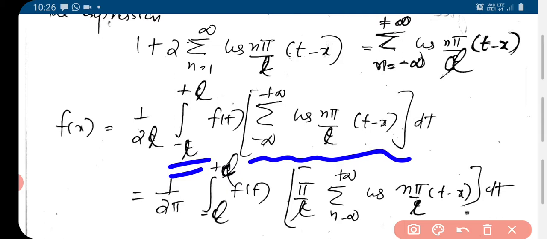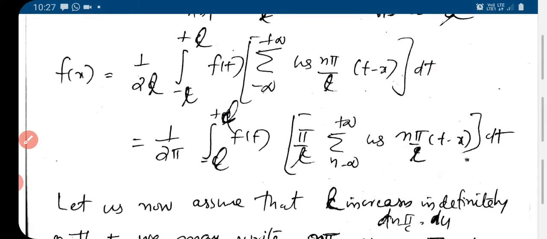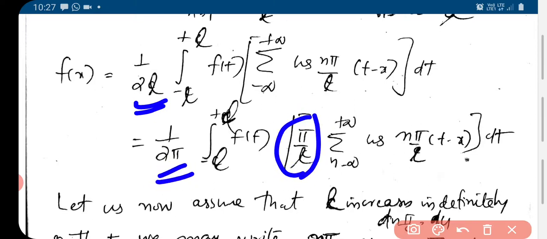Okay, so the next step, what I am doing is I introduce, here I have 1 by 2L. So I make it 1 by 2 pi, and pi by L is introduced here. So this pi will get cancelled, and you will have 1 by 2L.